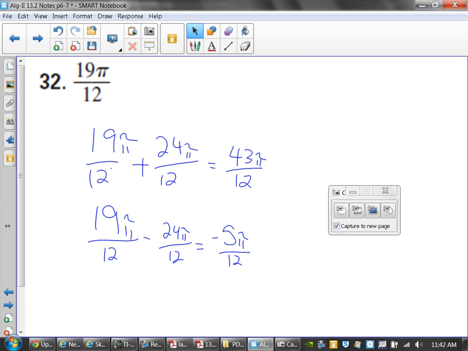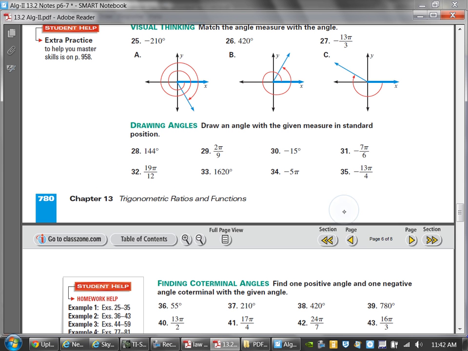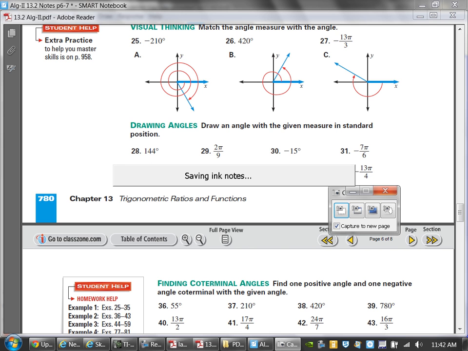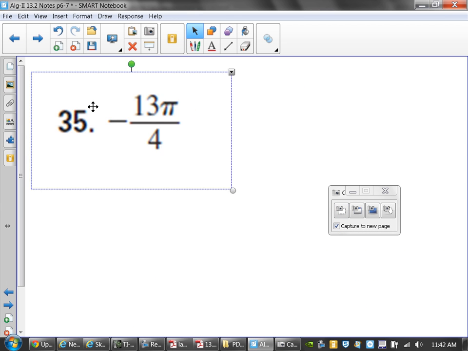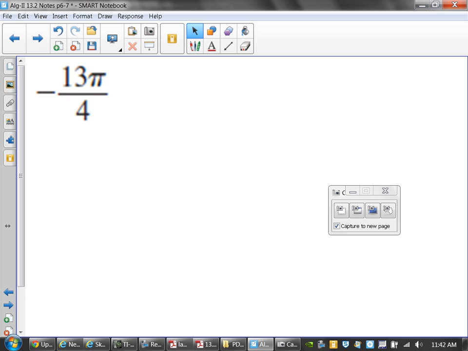Everybody okay with that? Okay. Now goes the weird case. It's good for you. We said earlier that's more than one revolution, correct? If that's more than one revolution, we'll make this positive right now so it's a little bit cleaner to see. Let's say it's positive 13 pi over 4.